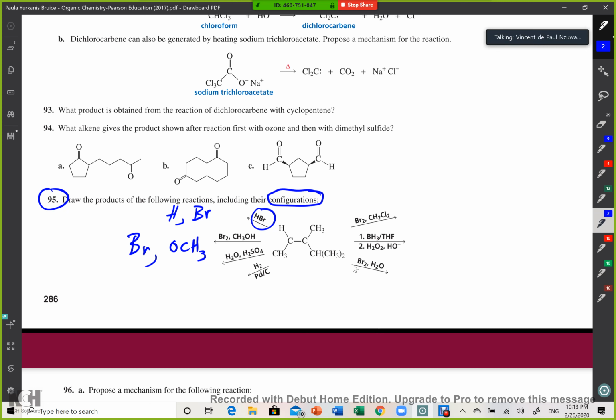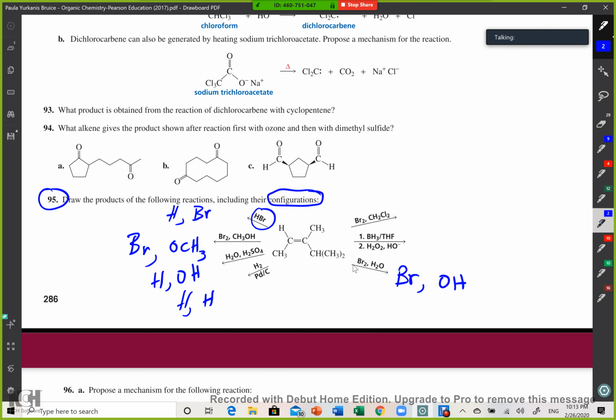Now, when you have H2O and H2SO4, that is the acid-catalyzed hydration. The acid-catalyzed hydration will add a hydrogen and an OH across the double bond. H2 in the presence of palladium on carbon will help you add two hydrogens, so H and H across the double bond. Br2 and H2O will help you add a bromine and an OH across the double bond.